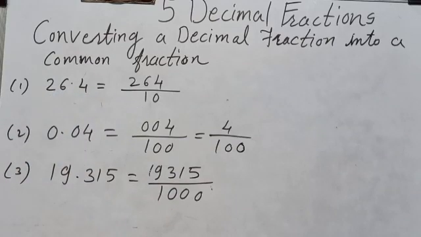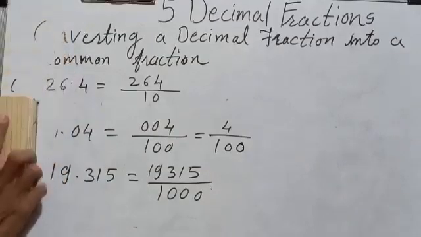So this way we can convert any decimal fraction into a common fraction. But while converting into a common fraction you have to remember that the denominator should be 10, 100 or 1000.